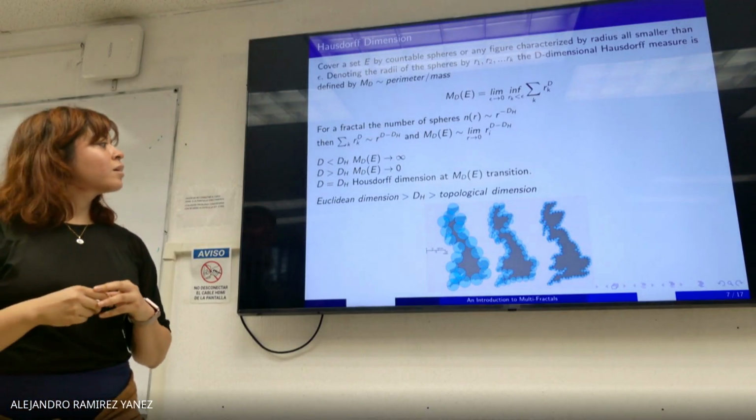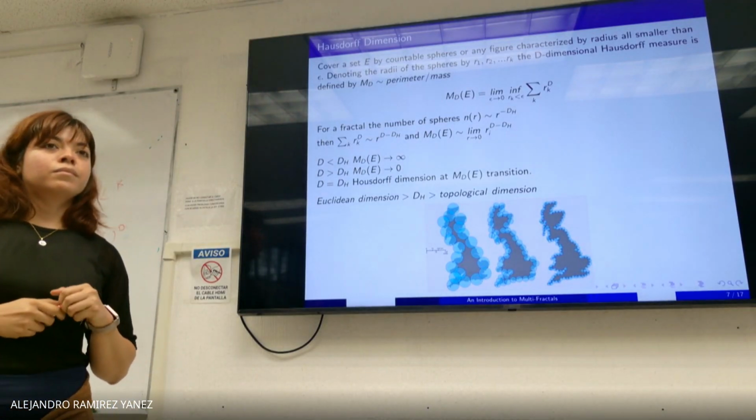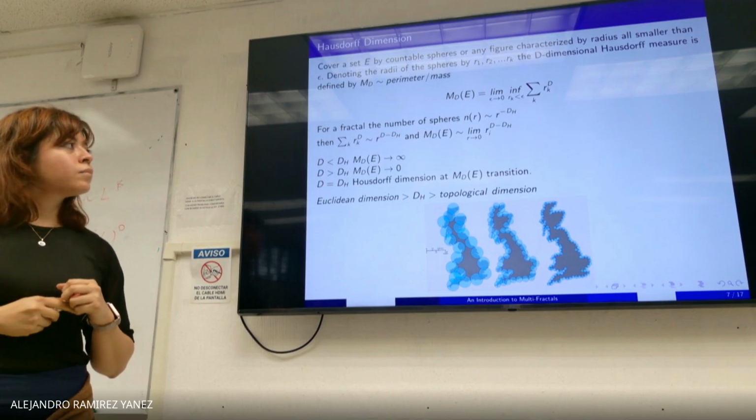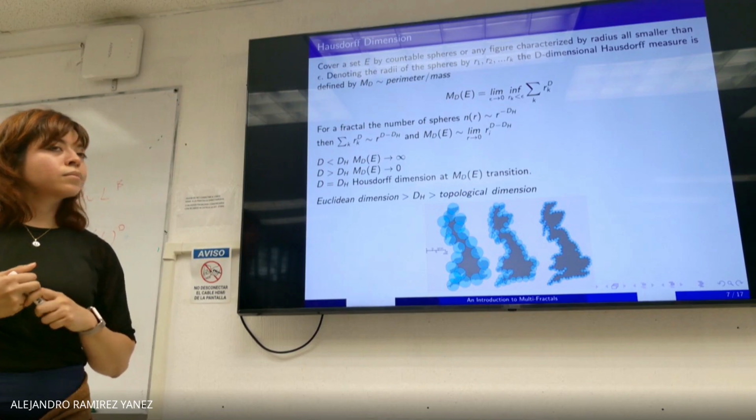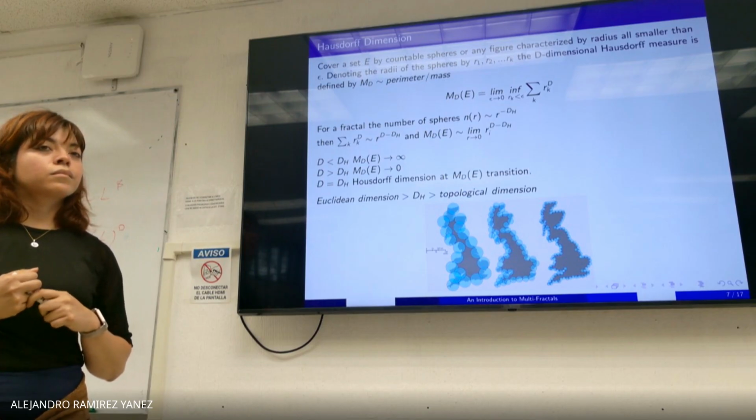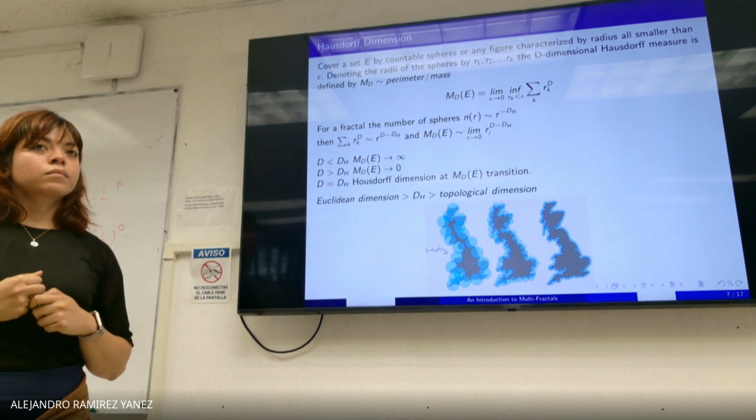Okay. So for example, here in this picture, your Euclidean dimension is 2. It's a 2-dimensional body. Now, if you go through this perimeter with a continuous line, it's just one line. So the topology is just in one dimension. Then your topological dimension here for this body is 1.